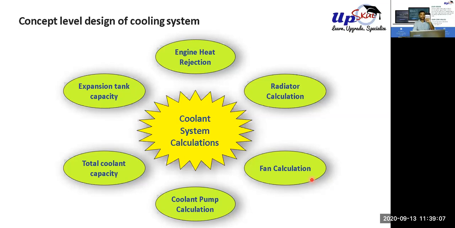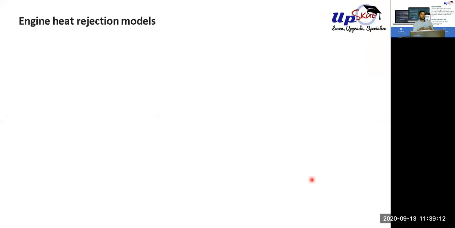The engine heat rejection calculation first. There are different models of engine heat rejection, depending upon how much data is available to us. Suppose we don't have any kind of data. Then we can simply assume that almost 30% of heat is going through the coolant. We don't even always have to assume that 30% is going through the coolant. We can look at our past programs or our benchmark vehicles, and sometimes we can even test them.